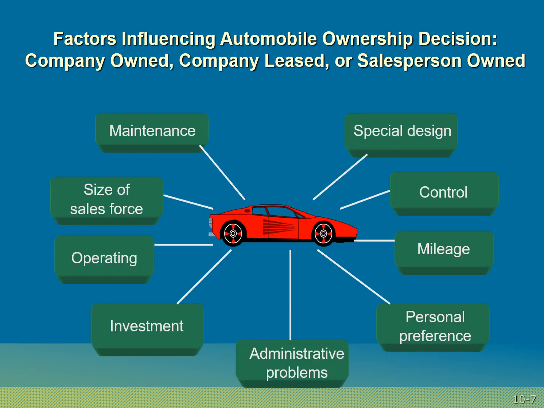Now let's talk about the cars, automobiles. America is a country on wheels. There are factors influencing automobile ownership decisions. You can have company-owned automobiles for use by the salesperson. You can use company-leased: the company can lease cars from a car dealer and give them to the salesperson to use. Or you can let the salesperson use their own personal vehicle.